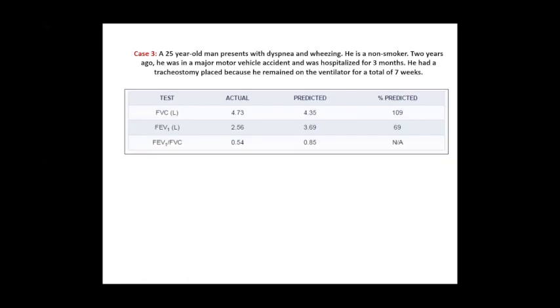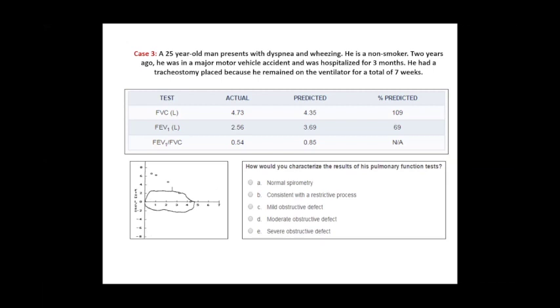If we take another example, we have a 25 years old man presenting with dyspnea and wheezing. He's a smoker. 2 years ago, he was in a major motor vehicle accident and was hospitalized for 3 months. He had a tracheostomy placed because he remained on a ventilator for a total of 7 weeks. This is his flow volume loop.